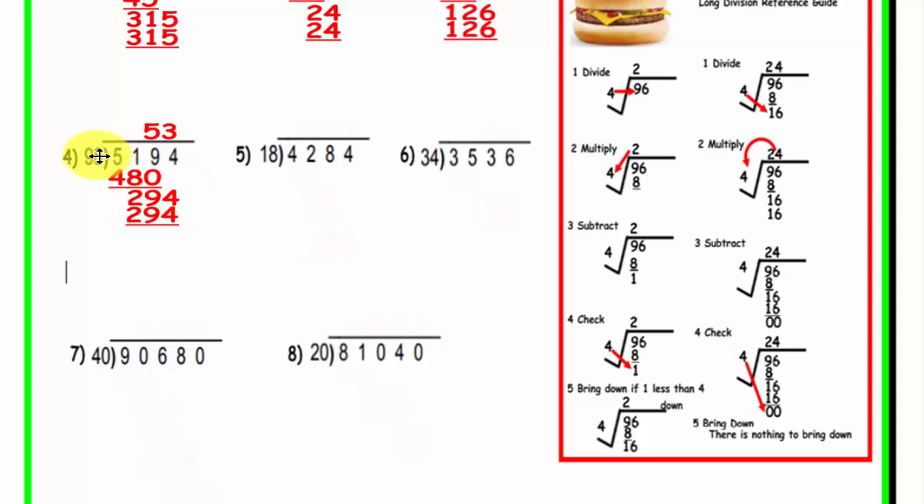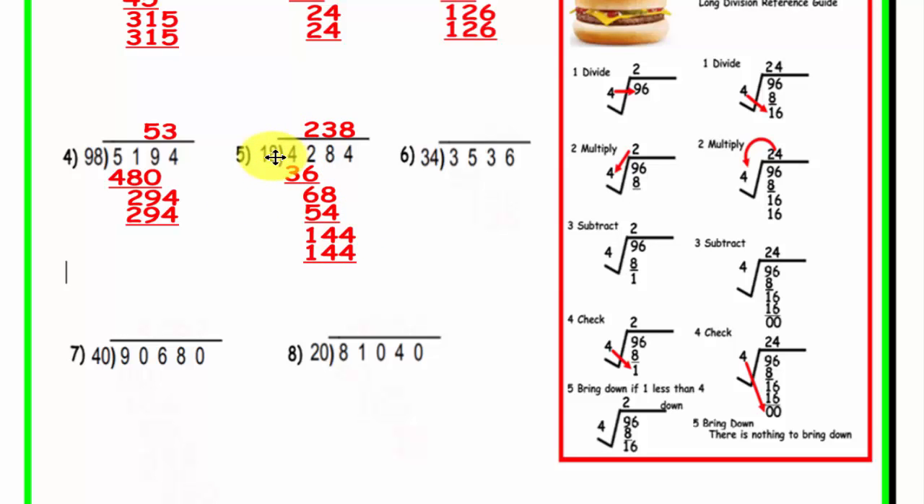How many times does 98 go into 294? 3 times. 3 times 8 is 24. 3 times 9 is 27. Add those together, 294. Number 5. 18 goes into 4,284. Don't be afraid of the large numbers. It's the same basic concept regardless of the size of the numbers.